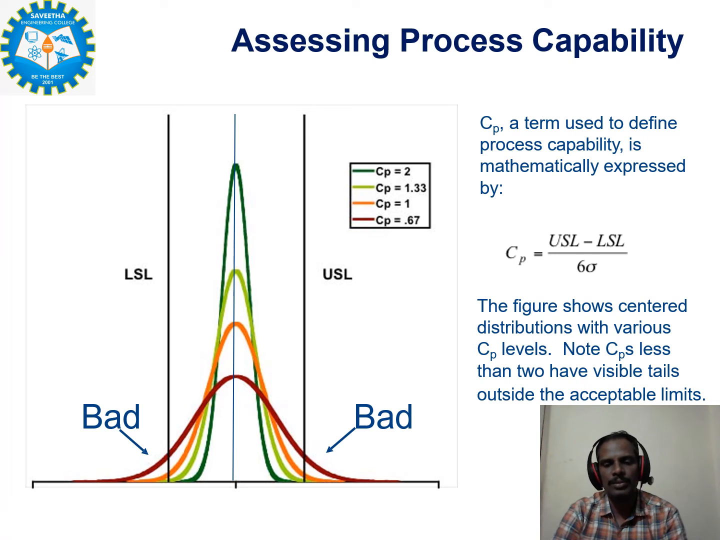Then, to assess the process capability, we use the formula Cp equals upper specification limit minus lower specification limit divided by 6 sigma. This graph indicates all four graphs, represented by green, light green, yellow and red colors. All meet the specification, except when one graph goes beyond the lower and upper specification limit.